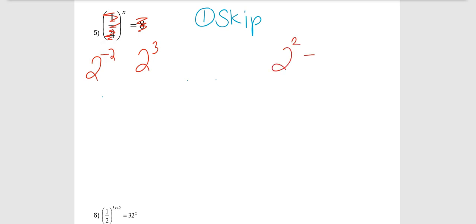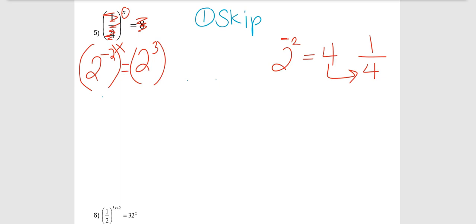Because 2 squared is 4, if we want 1/4, a negative exponent would move it to the denominator. So we need -2 there. Okay, then we're going to put it in parentheses. This x here is going to stay there. And that was step 2.